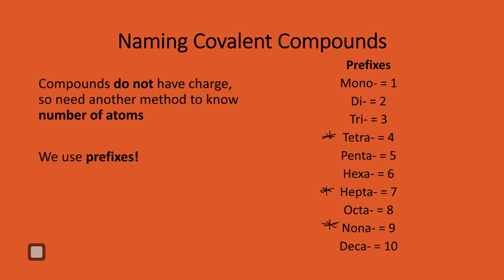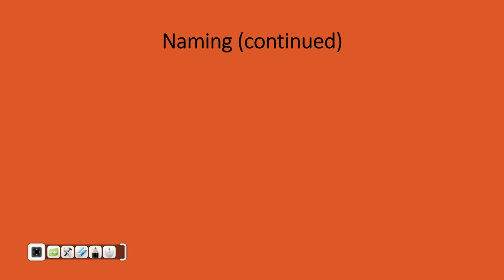I'm only going to mention it just because I do have some students that mess up di. When I say what's a prefix for 2, they say bi, which is correct. Bi does mean basically 2, but we use the prefix di. So mono, di, tri, tetra, penta, hexa, hepta, octa, nona, deca. So how do we then use this?